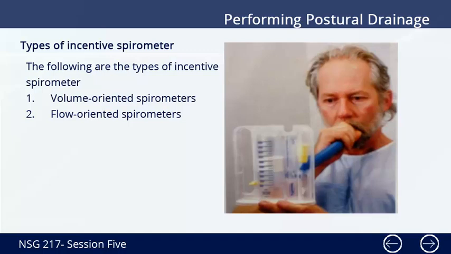2. Flow-oriented spirometer. This type of spirometer has no preset volume. The spirometer contains a number of movable balls that are pushed up by the force of the breath and held suspended in the air while the patient inhales.